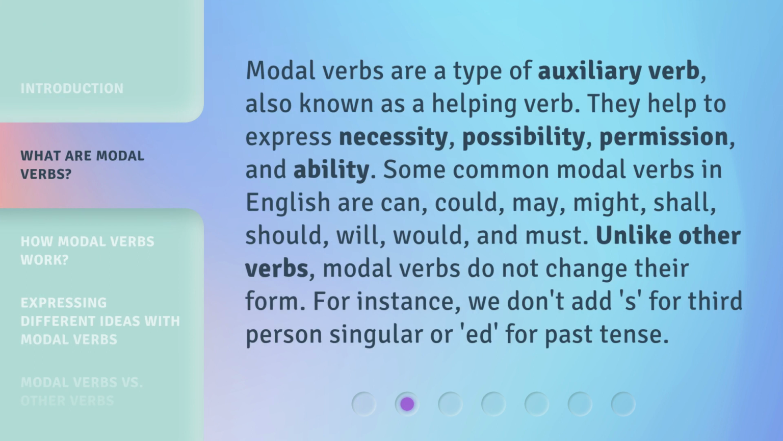Modal verbs are a type of auxiliary verb, also known as a helping verb. They help to express necessity, possibility, permission, and ability. Some common modal verbs in English are can, could, may, might, shall, should, will, would, and must. Unlike other verbs, modal verbs do not change their form. For instance, we don't add s for third-person singular or ed for past tense.